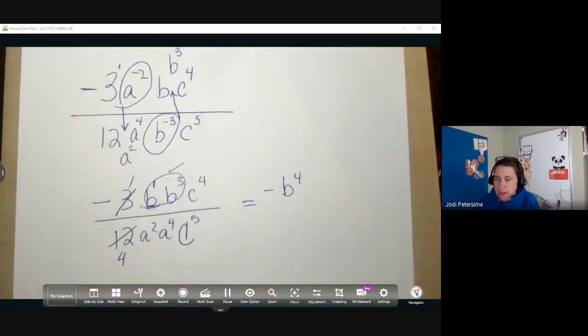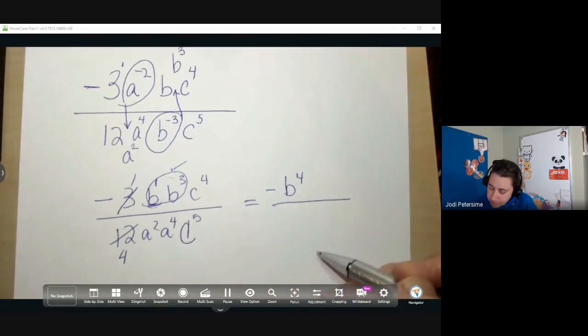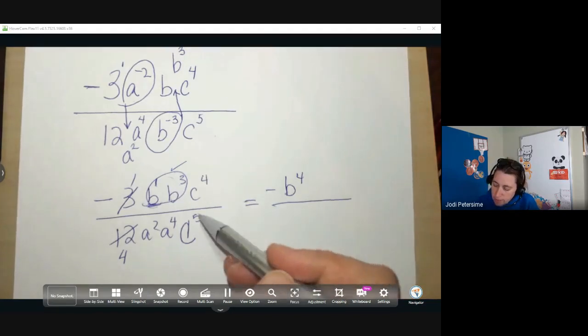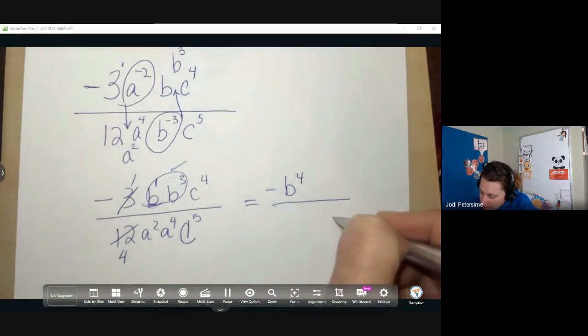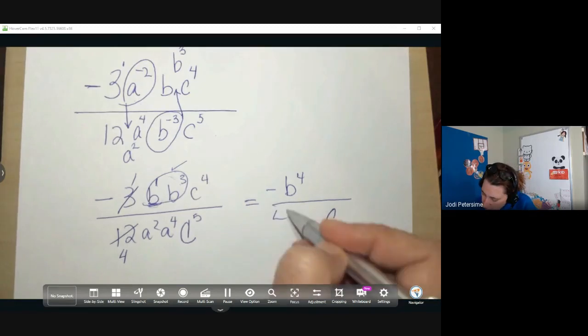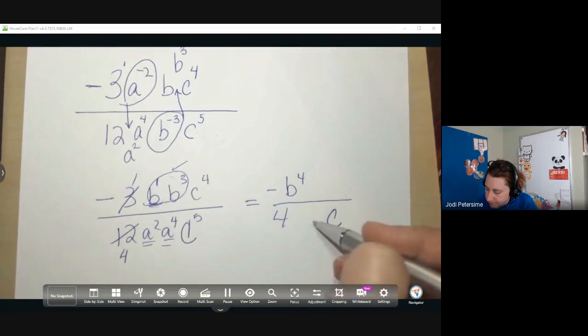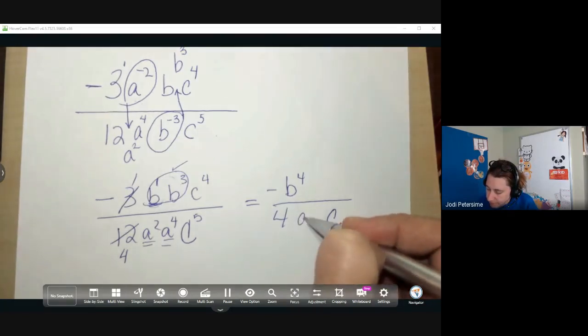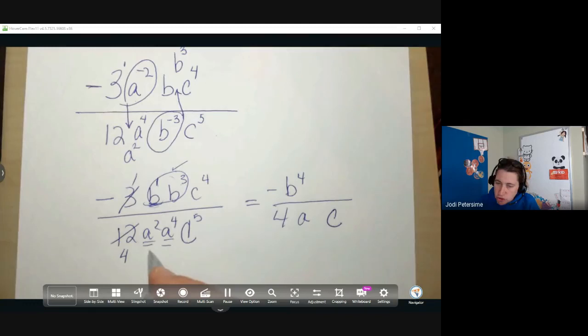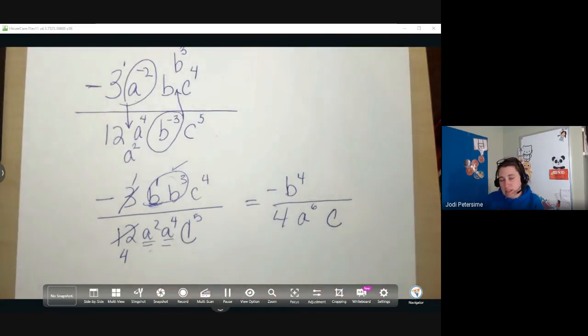Those I've put together, so those are out of the way. I have 4 c's and 5 c's. Where are my c's going to land? 4 minus 5 is negative 1. So that means c is going to have to be in the bottom. My 4's down there. And then I have a squared, and a to the fourth gives me how many a's? 2 plus 4 gives me 6 a's. And that's it.